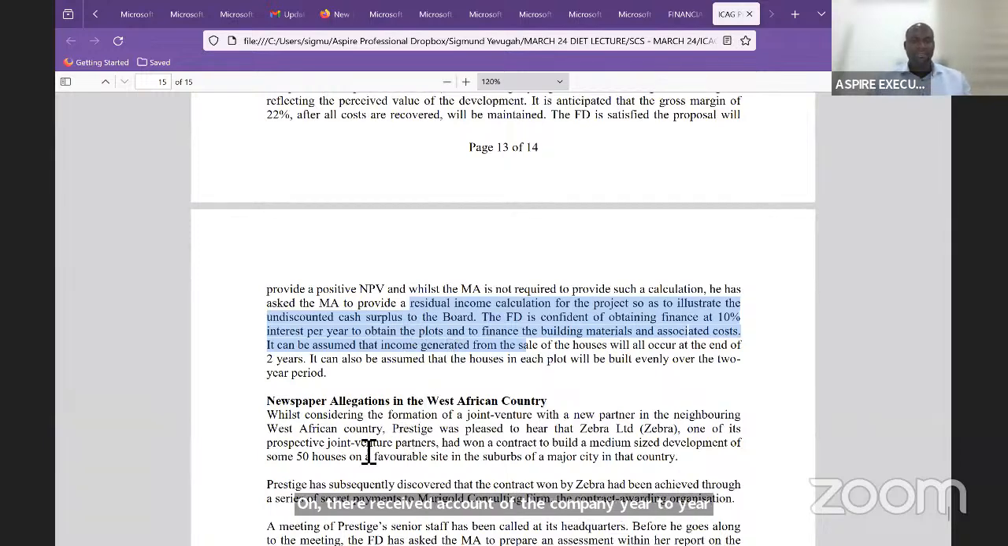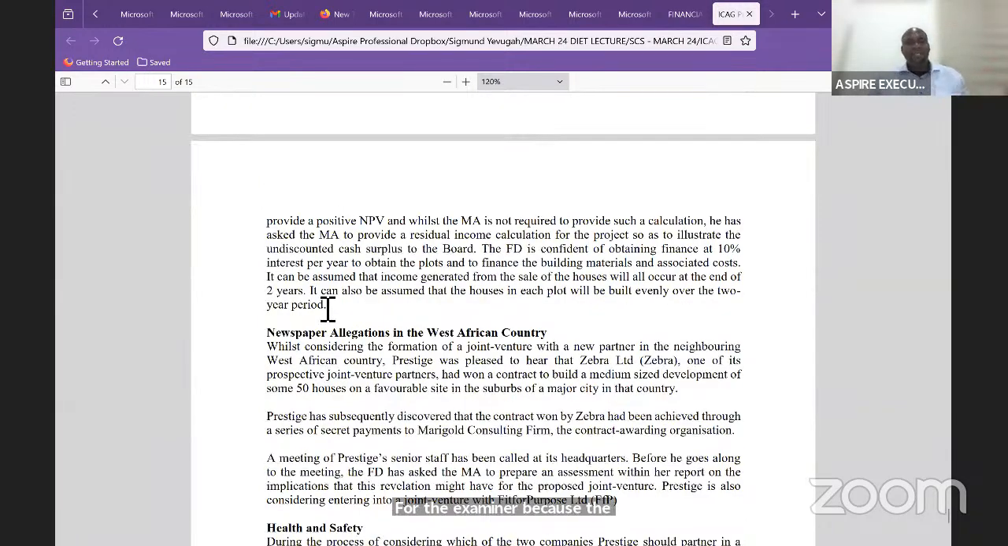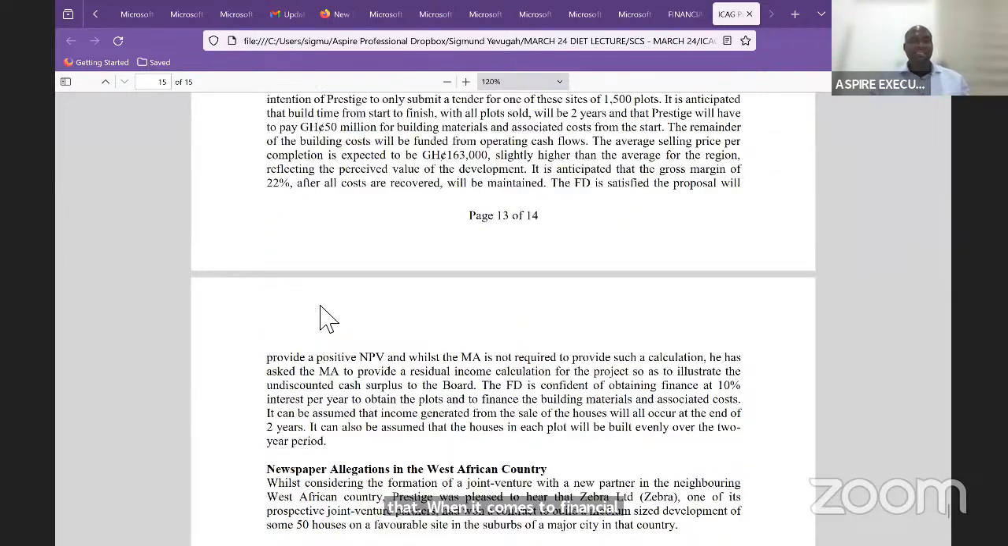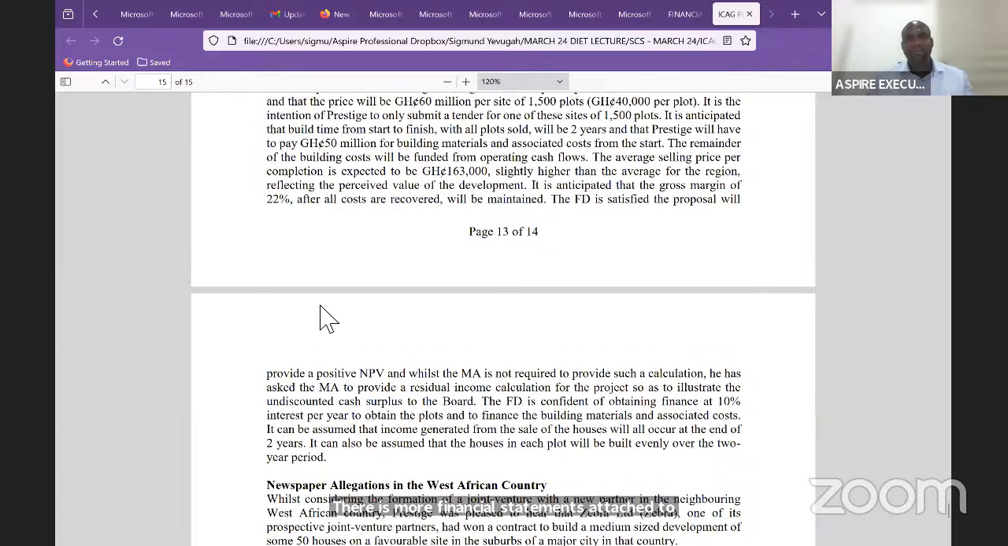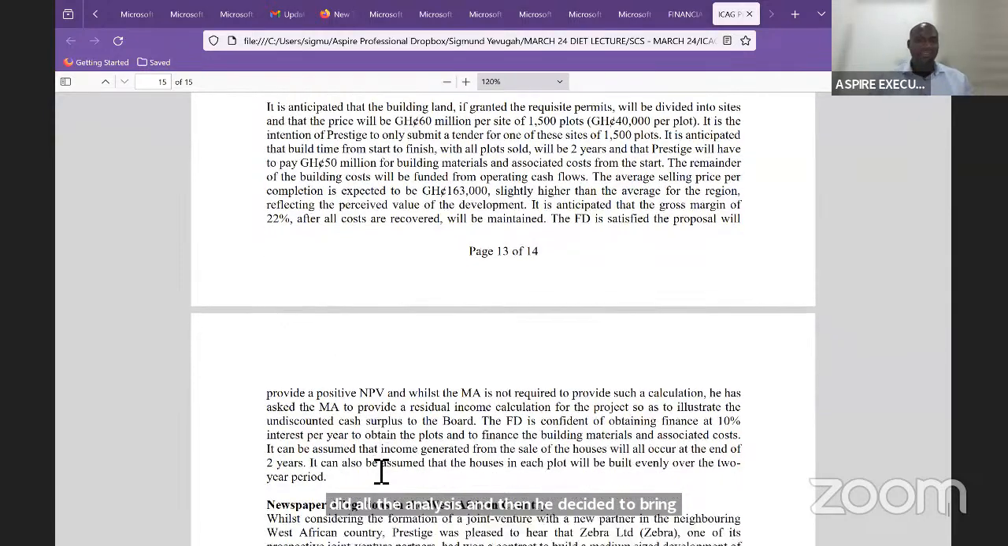So we want to do that analysis for the examiner, because the information here tells you that when it comes to financial strategy, at least he has given you some wind of information. There is no financial statement attached to the case. So if he gives you data, it's important for you to look at it. Is that clear? But sometimes the examiner is so interesting. He gives you data, you do all your analysis, and he decides not to even tackle the data at all. For example, last sitting, so much data was given to us. We did all the analysis, and then he decided to bring something from anywhere in the manual. And that is his prerogative. That is what he wants to do.